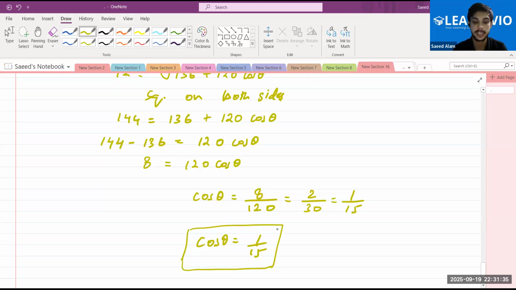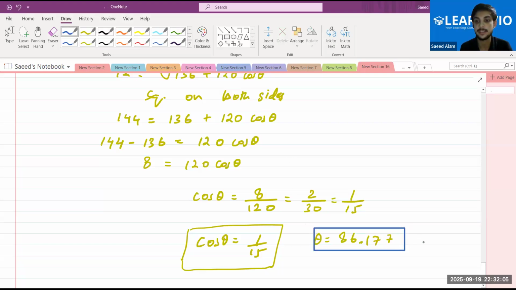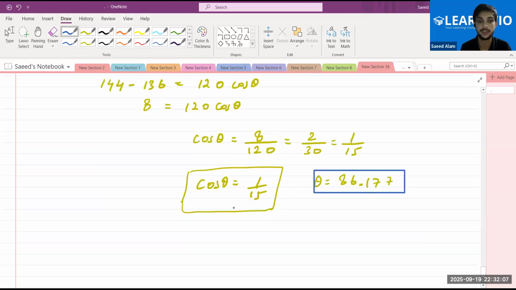Let me check it over here. Cos inverse of 1 divided by 15. We get the answer to be 86.177. Theta is equal to 86.177. Okay, this is the theta that we are getting. That means we need to keep those two vectors somewhat like that. They are having an angle of 86.177 between them. Understood? Have you got the thing?